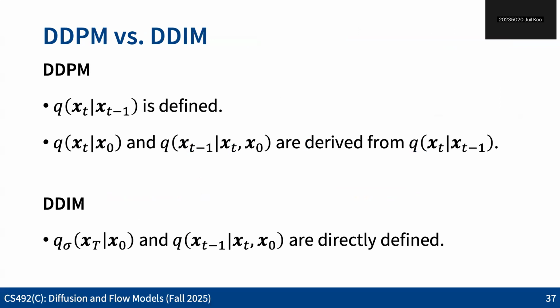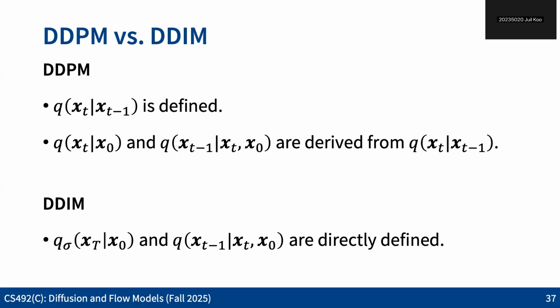So again, in the DDPM case, we defined this forward transition distribution into the specific Gaussian form in a way that we can derive these two distributions, right? Now in the DDIM, we are directly defining these two distributions. Then what would be the forward transition distribution in this case? Depending on how we define these two, it might not even be possible to derive some closed form of this.